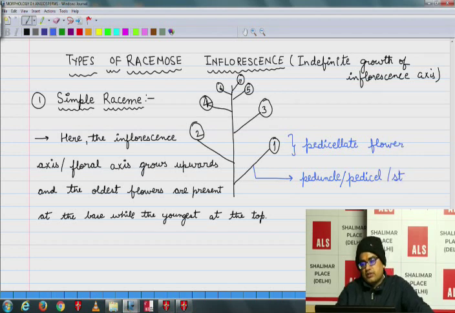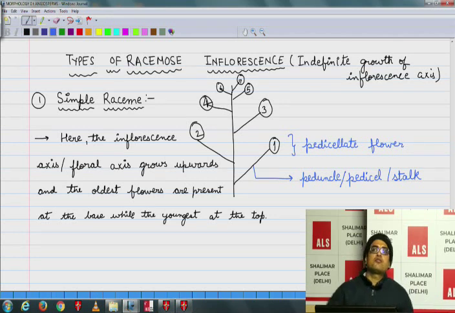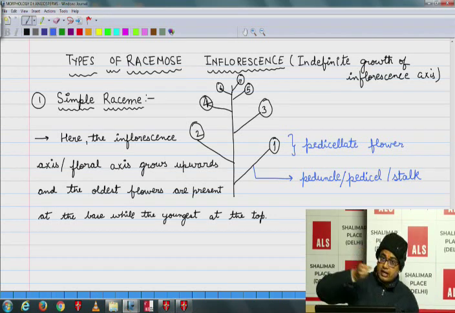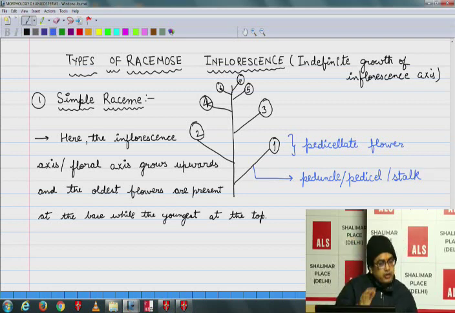Another name for it is stalk. So if you take out a rose, the rose is attached by a long green stem. That green stem is the stalk. It is the pedicel or peduncle. 3 names. I hope you are getting this.